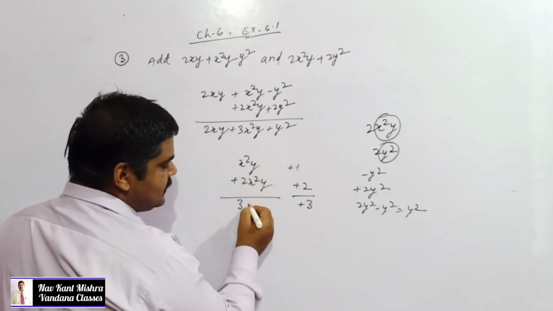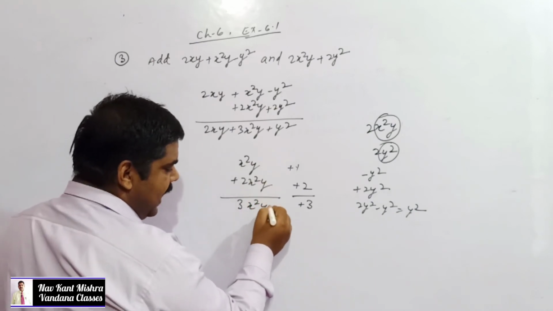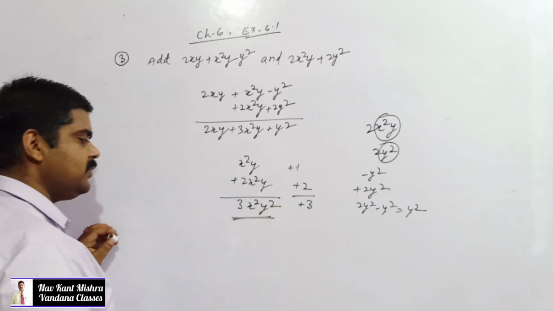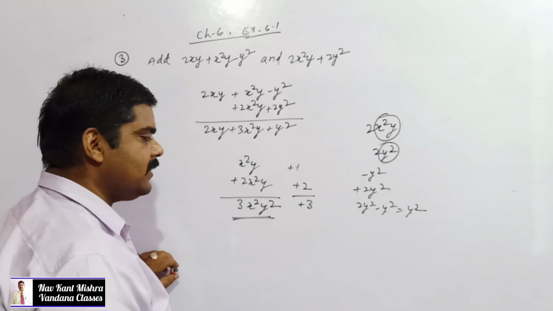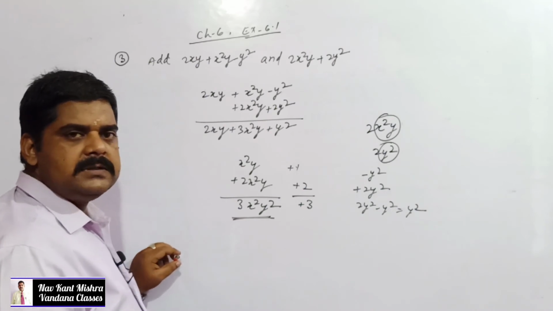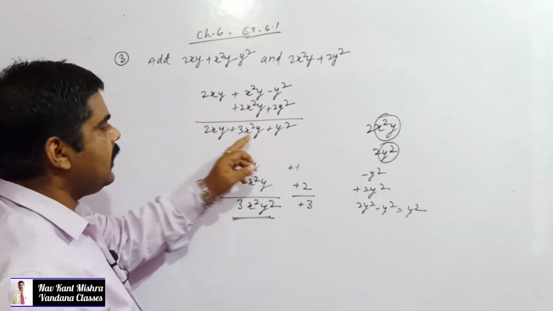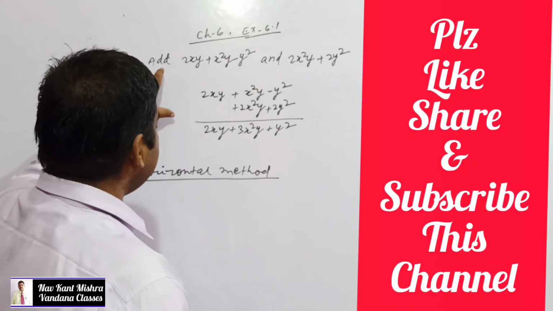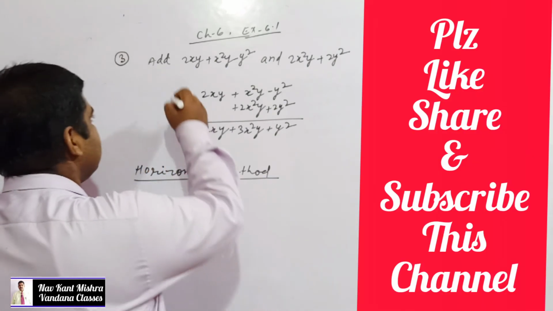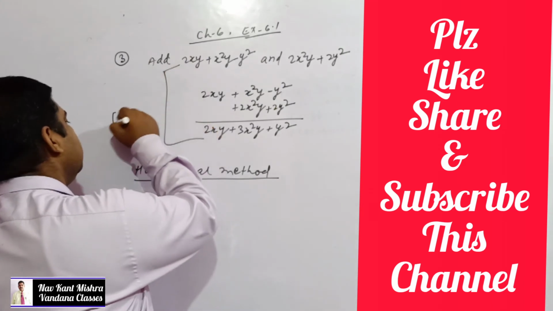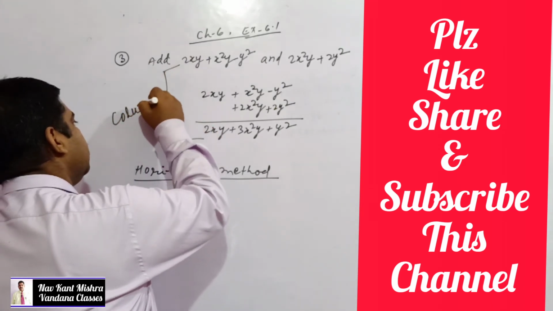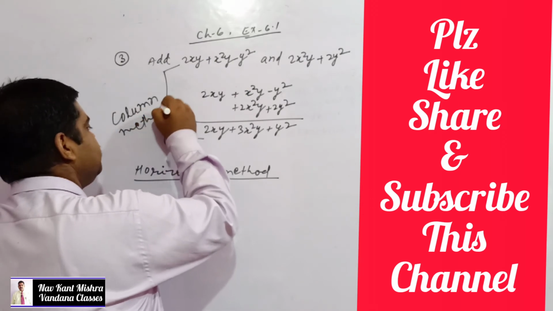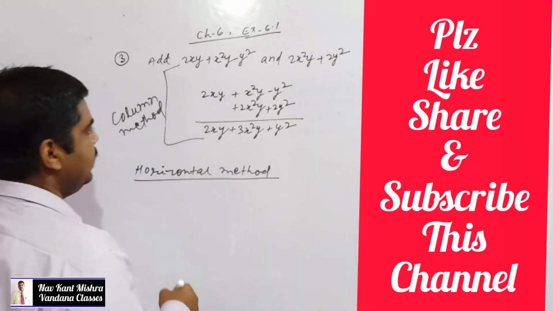After that you have to write its literal coefficient. And what is the literal coefficient? That is x squared y. So actually it is equal to 3x squared y. Similarly you can do it for the other cases also. My dear student, the method above was the column method, and now you can check the horizontal method.